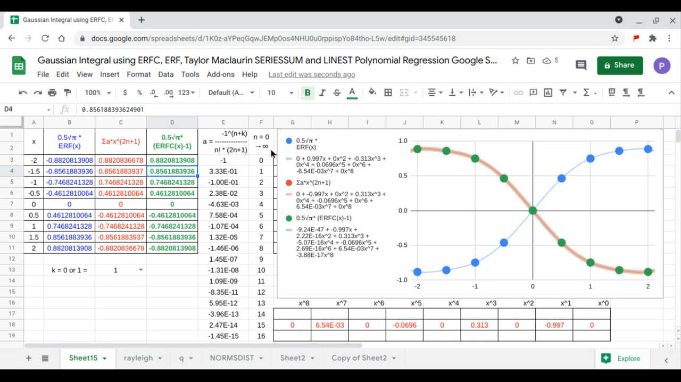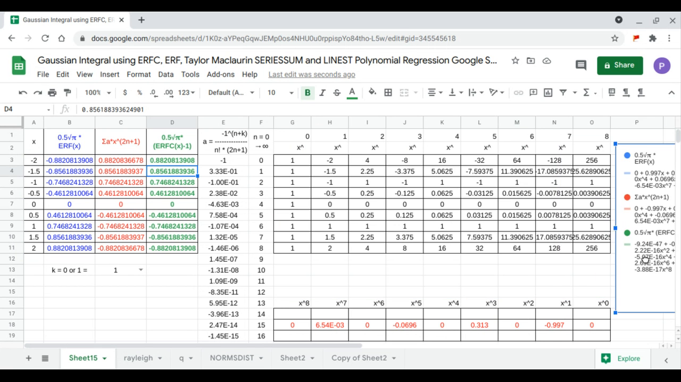Now they're all in the same trend line and their trend line equations match. We complete the calculation of the polynomial regression coefficients. So this will be LINEST, data y and data x, for the ERF function. And LINEST also, data y and data x, for the complementary ERF function.